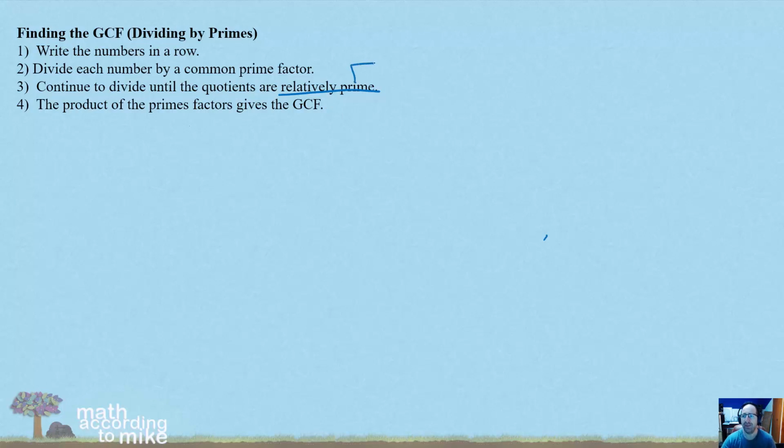Okay, two numbers are relatively prime if their GCF is 1.